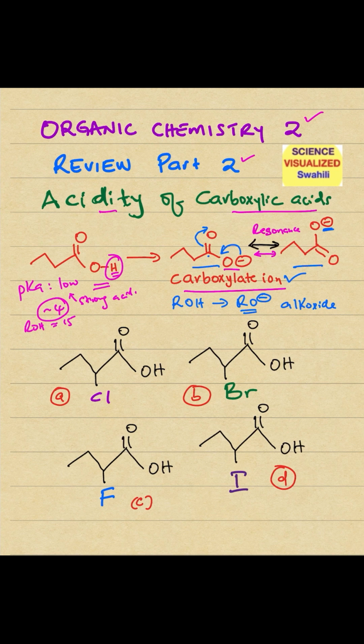Now let's compare the acidity of different carboxylic acids, A, B, C, and D. Remember, when we say acidity, we are looking at the ability to lose the carboxylic acid proton. When you compare the electronegativities, fluorine is the most electronegative element in the periodic table. So when you go down the group 7A, next will be chlorine, next will be bromine, and next will be iodine.